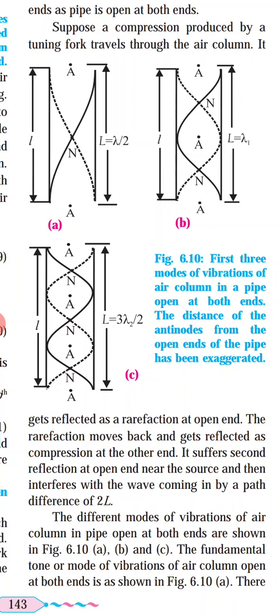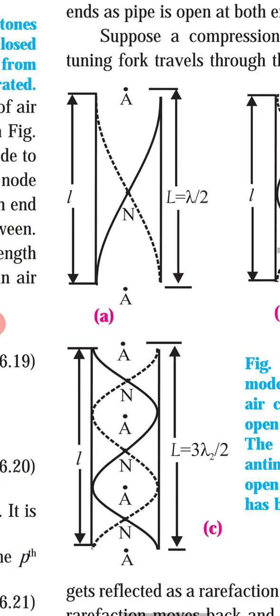The fundamental tone or mode of vibration of air column open at both the ends is shown in figure 6.10A. See this first figure. There are 2 antinodes at the open ends and 1 node between them. So length of air column capital L is equal to what? Lambda by 2. So lambda is equal to 2L.